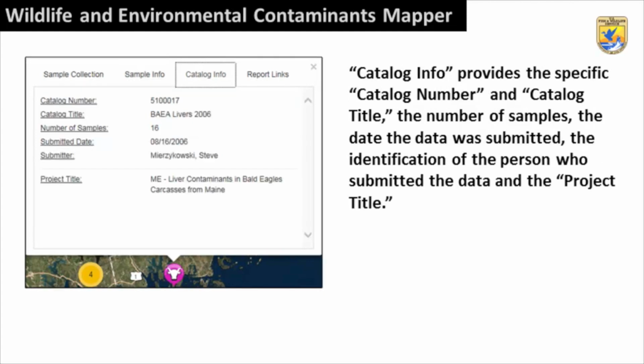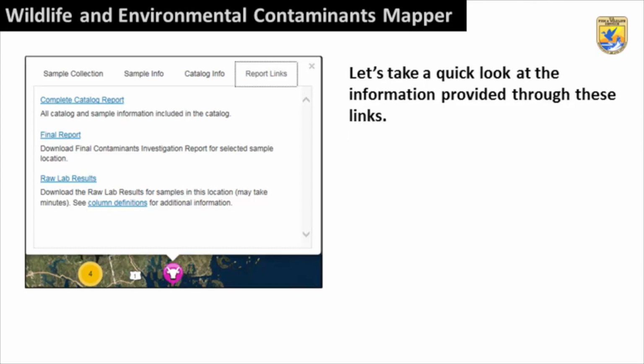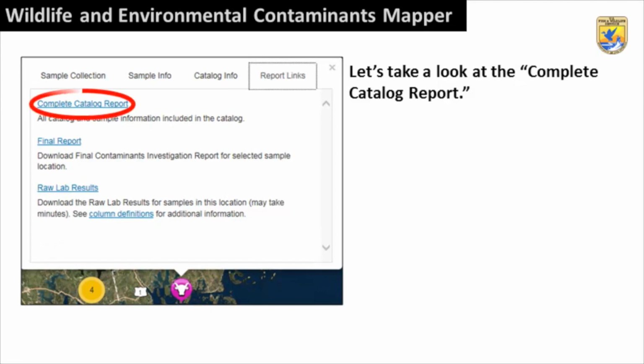Catalog info provides the specific catalog number and catalog title, the number of samples, the date the data was submitted, the identification of the person who submitted the data, and the project title. The report links provide access to the complete catalog record, the final report, and the raw results. Let's take a quick look at the information provided through these links. Let's take a look at the complete catalog report.